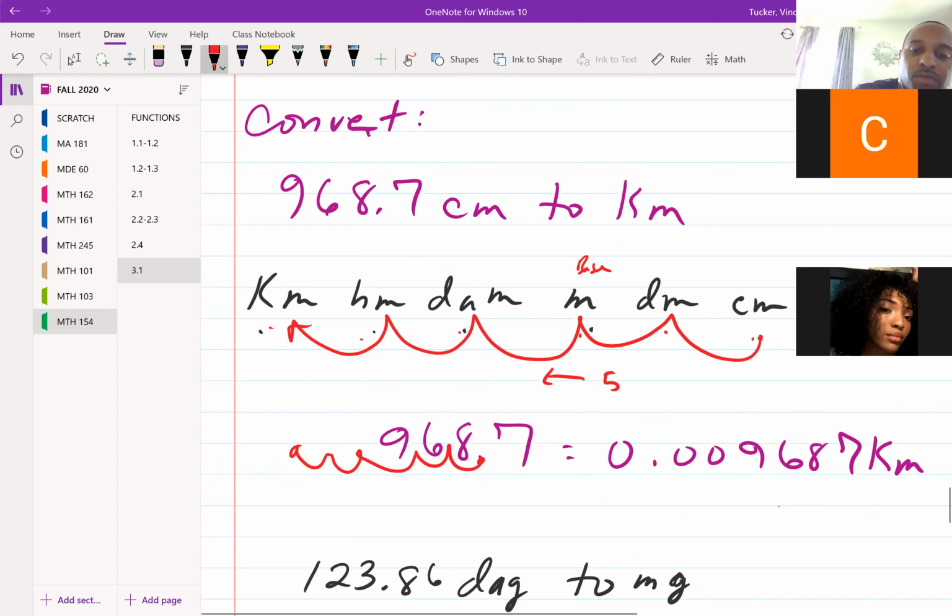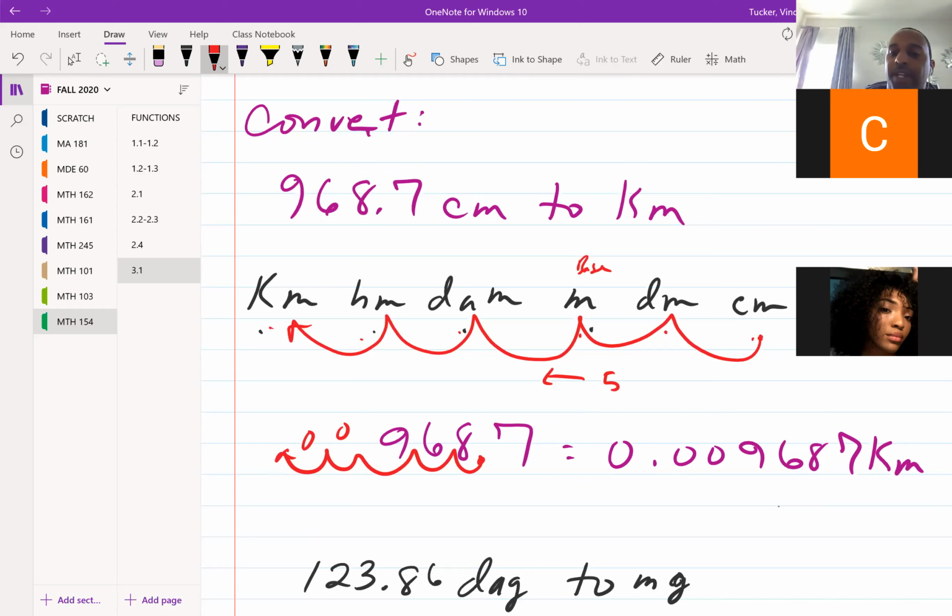Start here. 1, 2, 3, 4, 5. Use placeholders if necessary, and that will give me 0.009687 kilometers.